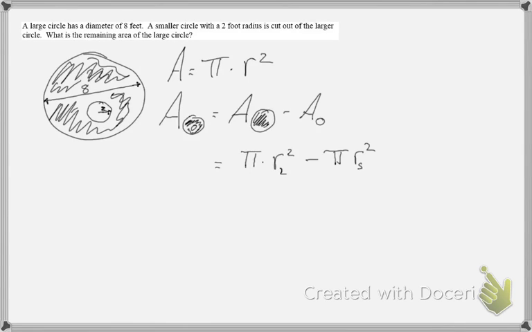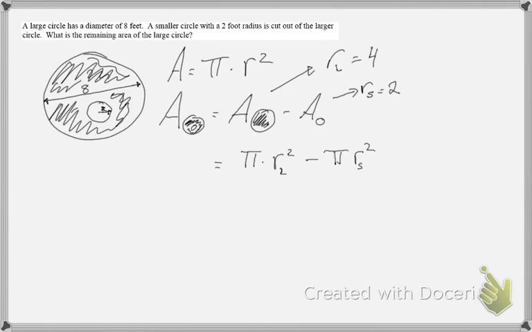So the radius of the large circle, I know the diameter is 8. That's the distance all the way across. But I need the radius. The radius is half of that. So the radius of the large circle is equal to 4. The radius of the small circle, we were told, was equal to 2.